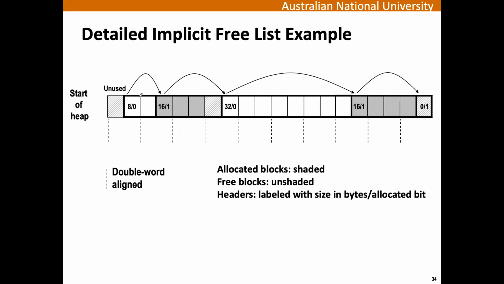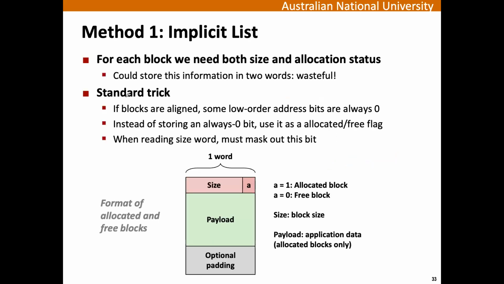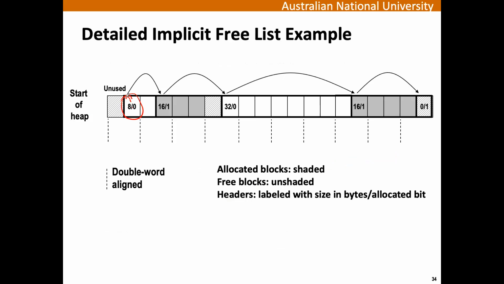So this is our implicit free list where we have the sizes and the allocated bit. And then we traverse all the blocks to find the free block. So the allocated blocks are shaded and the free blocks are unshaded, and we have the headers. Okay, and double word aligned.